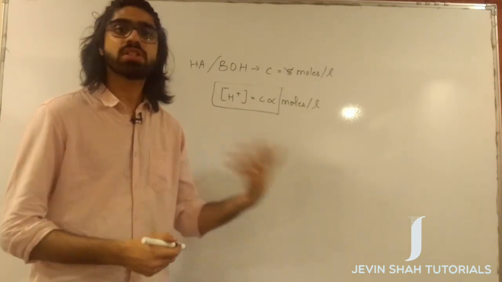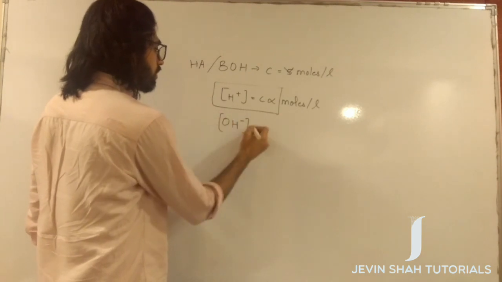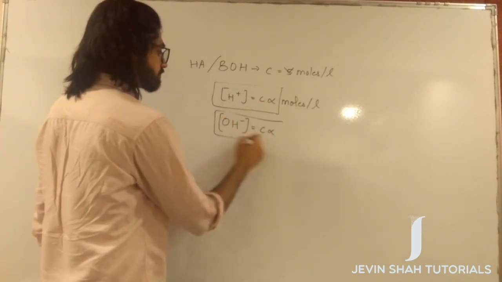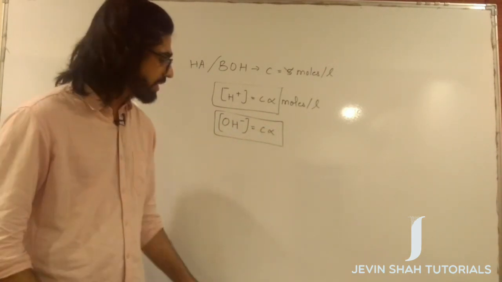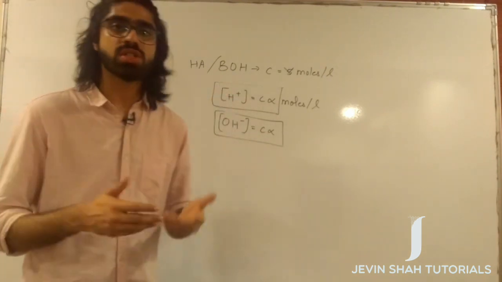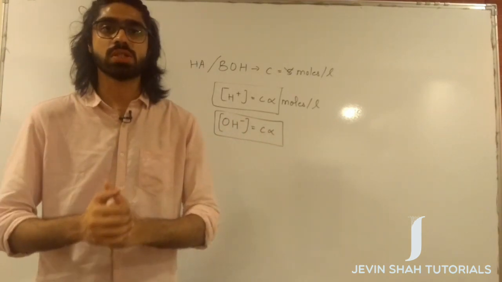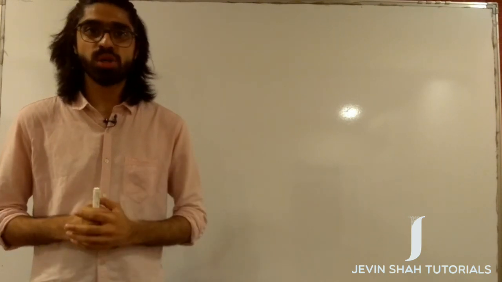It's a simple logic that H plus ion concentration will be C alpha if it's a weak acid, and if it's a weak base, then OH minus ion concentration, with the same explanation we can say, will be equal to C alpha, where alpha is degree of dissociation of that weak acid or weak base, and C is the concentration of the original base or the original acid that you had taken. If you're clear with this, let's get started with the next. The next thing that we are discussing is called ionic product of water.